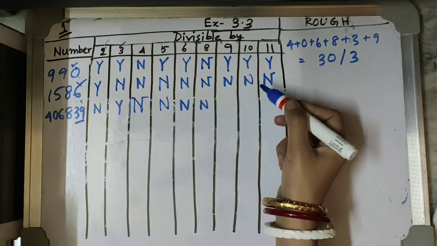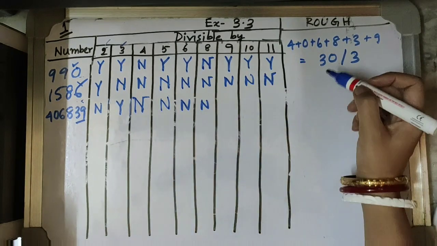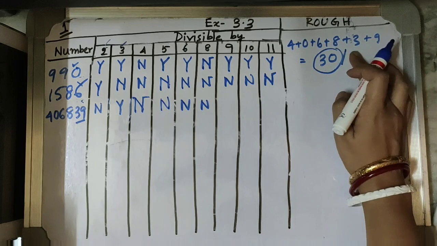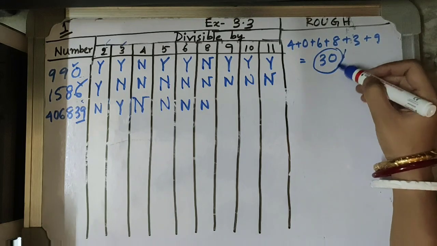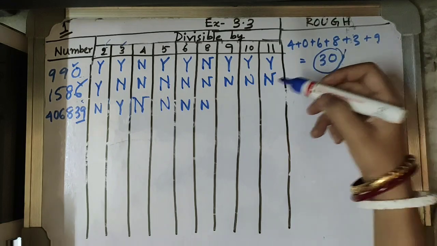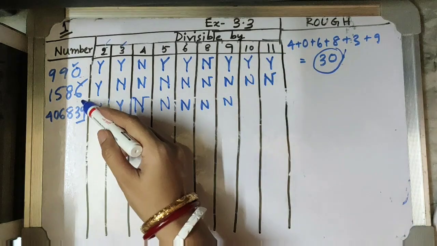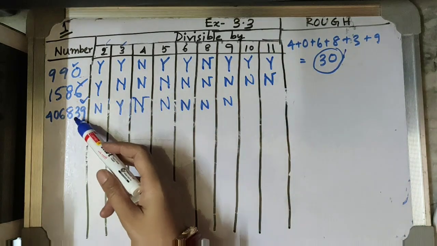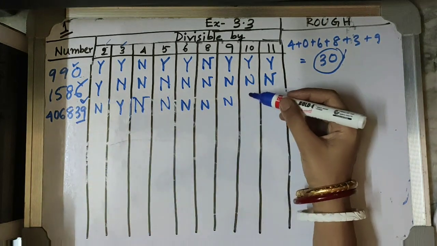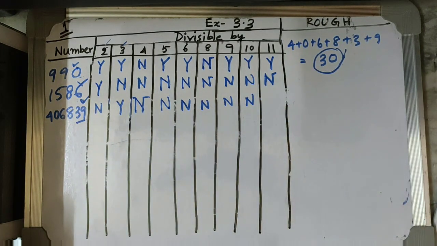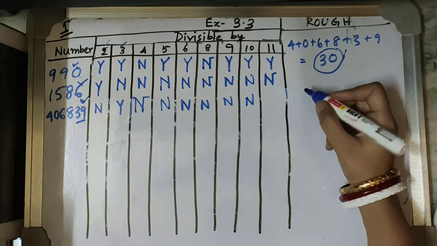So let's check the divisibility of 9. Here after adding all the digits we have got 30. 30 is not there in 9's table, that's why this number will not be divisible by 9. This number will also not be divisible by 10 because it is not having 0 in its unit place, so we can write no here.